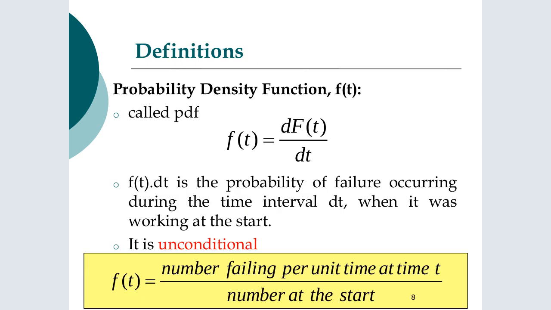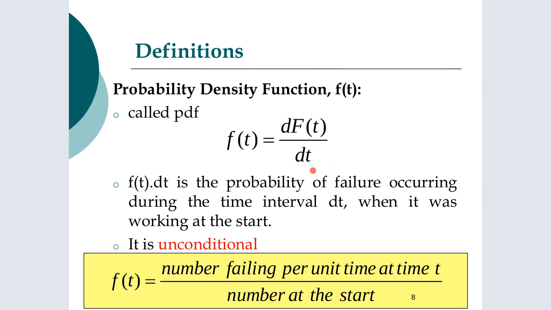Okay, so there's three things we've covered so far: failure, reliability, and the use of the median rank. The next thing we want to look at is the PDF, the probability density function. And this is the rate of failure.